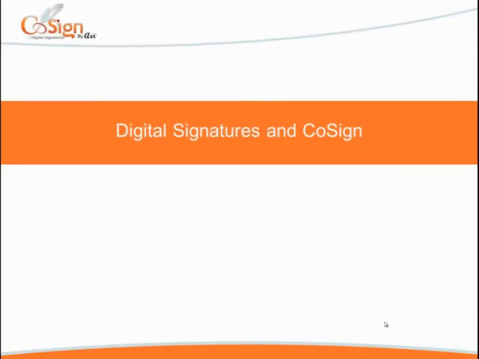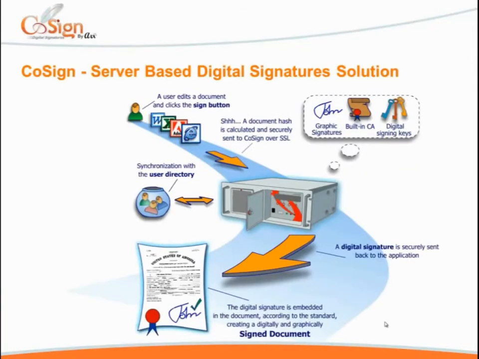So now that we know more about the benefits of digital signatures, let's talk about CoSign and how it enables signing documents within an enterprise. CoSign is a very secure hardware appliance which is network attached. Inside CoSign there are three main components: digital signing keys for each user, the graphical images, and the user certificates.